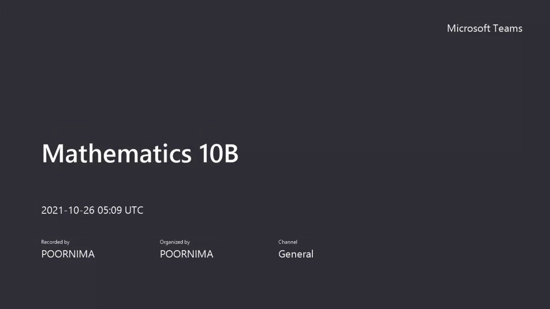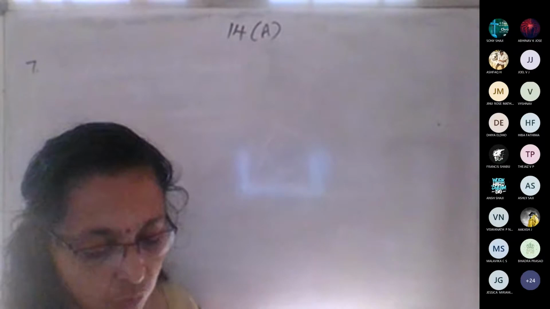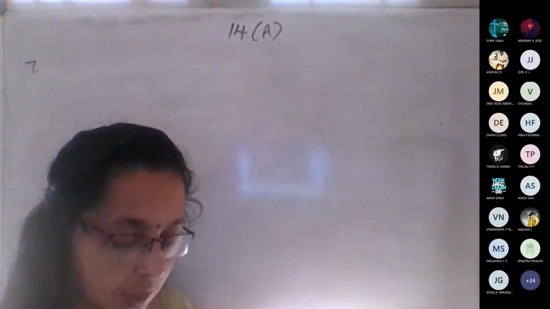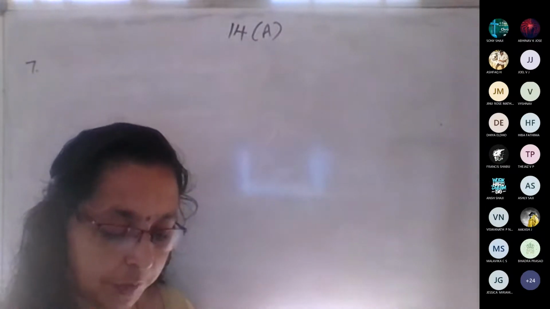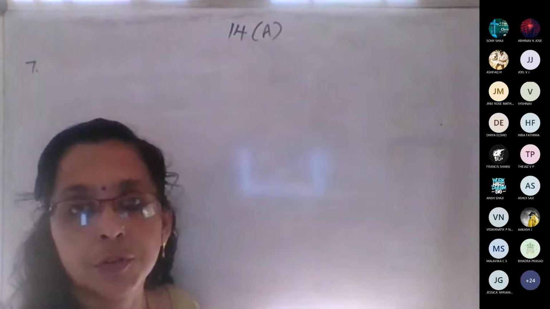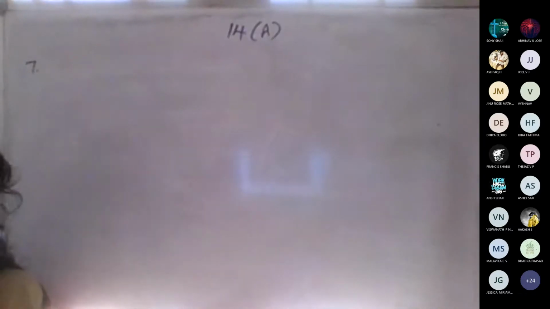7. The line y is equal to 3x minus 2 bisects the join of (a, 3) and (2, negative 5). Find the value of a. The line y is equal to 3x minus 2 bisects the join of (a, 3) and (2, negative 5). Find the value of a.